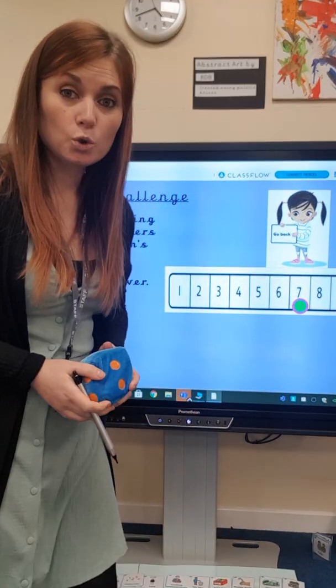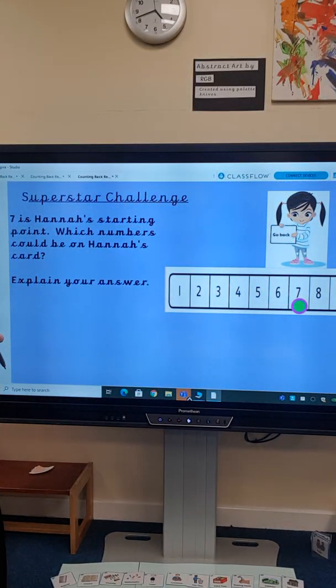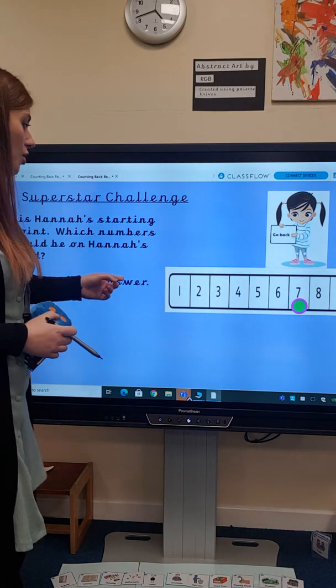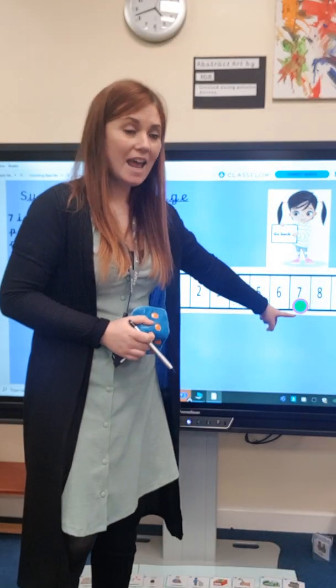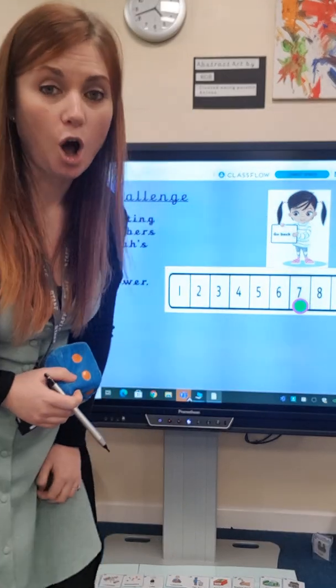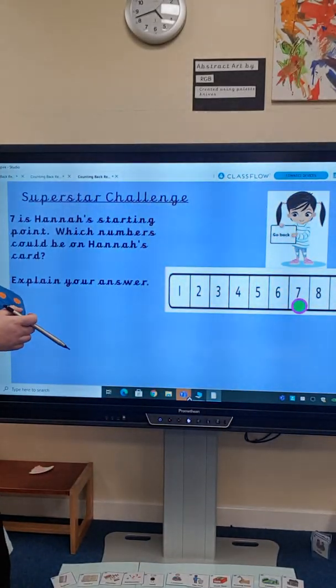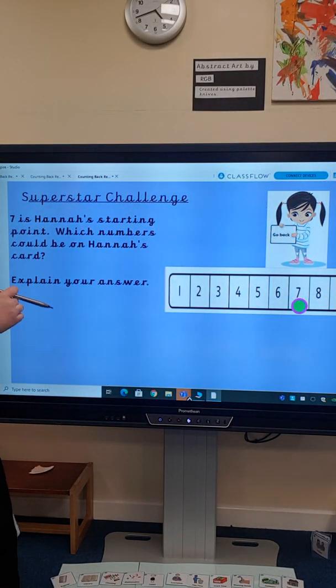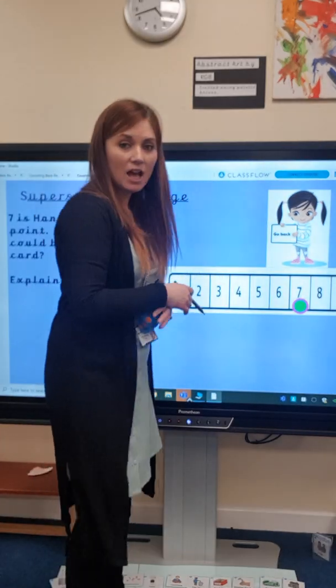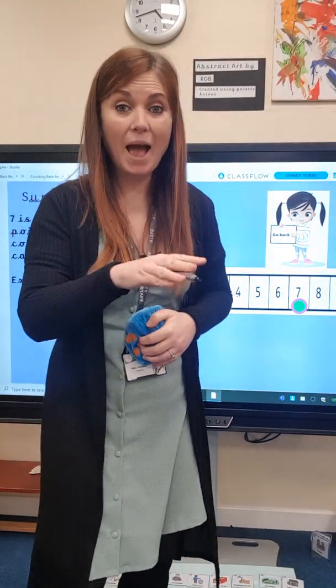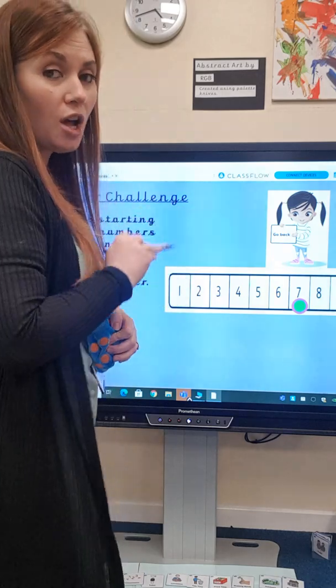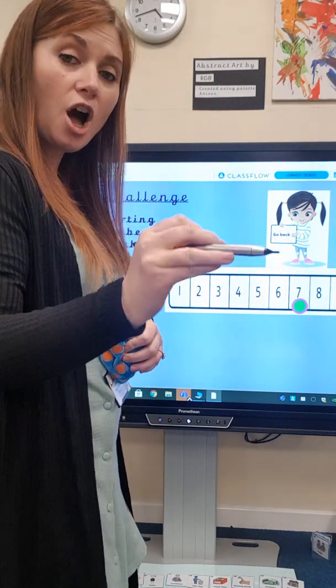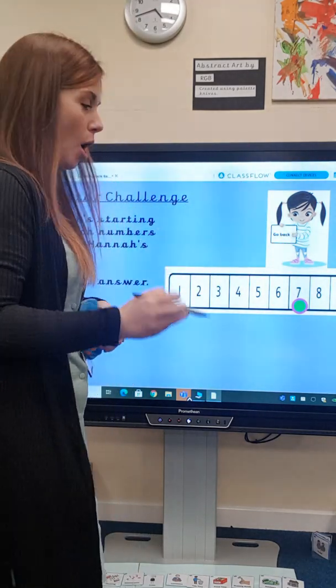So this is your Superstar Challenge. 7 is Hannah's starting point. So Hannah there is at number 7 on the number line. Which numbers could be on Hannah's card? So Hannah has got her card there. On the back is a number. She started at number 7 and her card is telling her to go back so many spots.